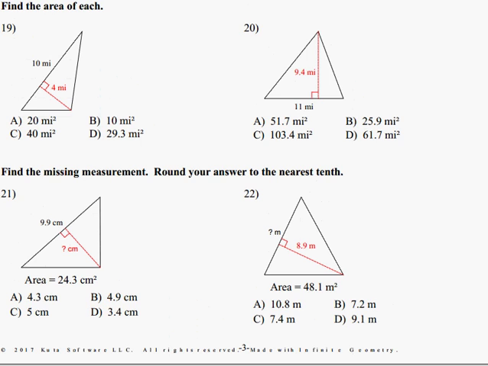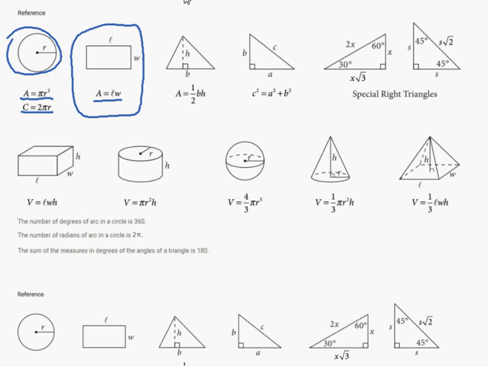Problem number 19 says find the area again. I got a reference sheet, and I look at my triangle. I notice my triangle has a formula, 1/2 base times height. We noticed in class that the triangle was half of a rectangle. So that's why we do half of the length times the width, or base times height.